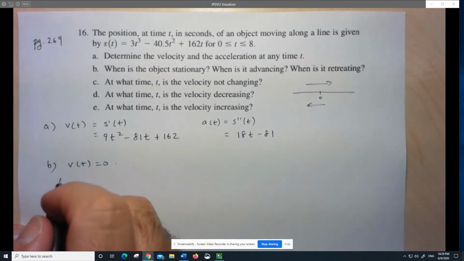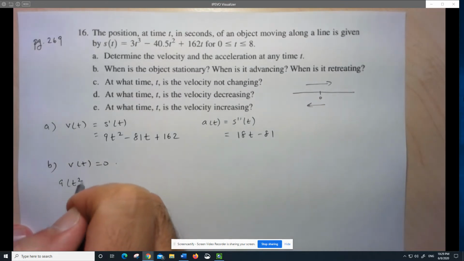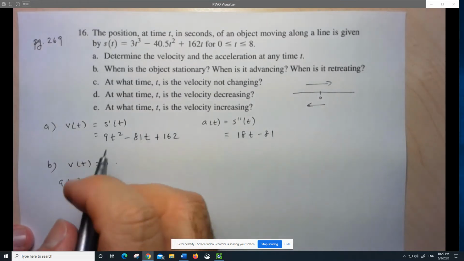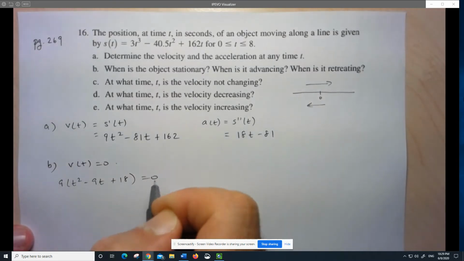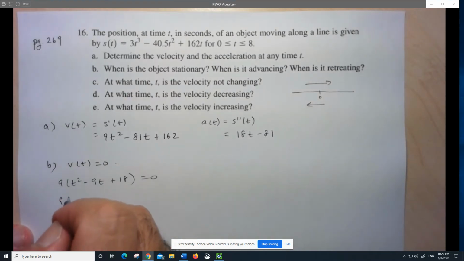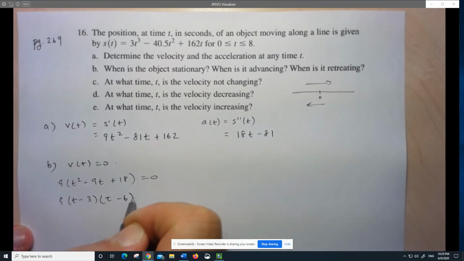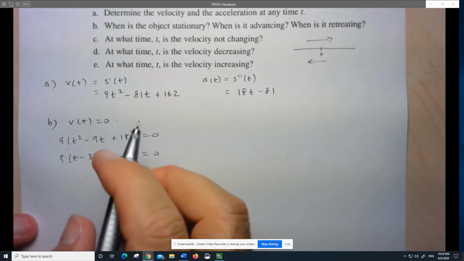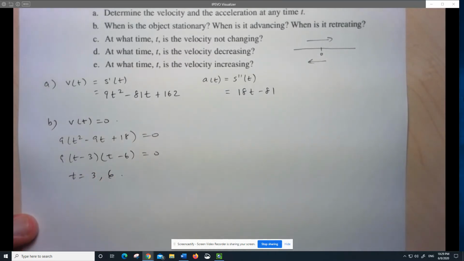Good, makes my life easier, because now I can just factor out the 9, and we're left with t squared minus 9t plus 18 equal to 0. And this is going to be factorable with 6 and 3, so (t minus 3) and (t minus 6). And so of course, this happens when t is equal to 3 or t is equal to 6.